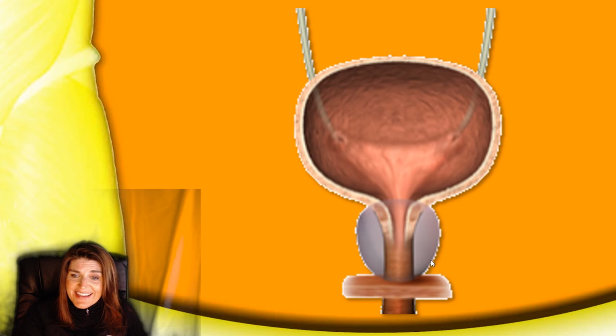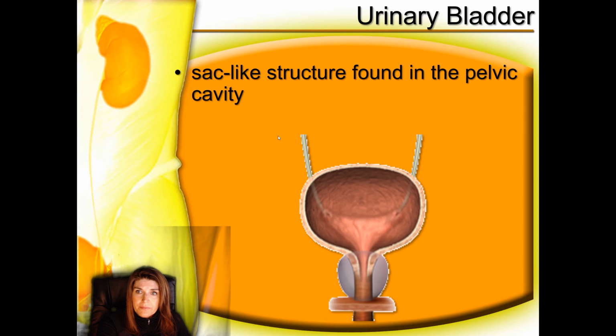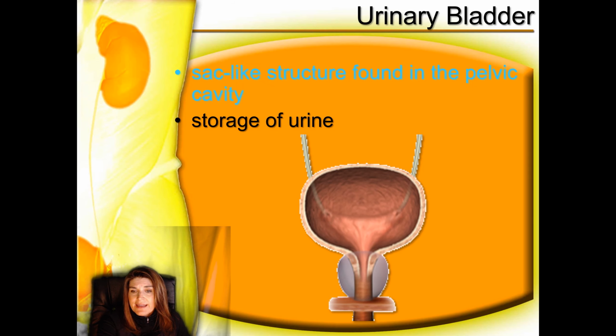And then this purple kind of circular thing, well, what is that? We haven't learned it yet. It's in the reproductive system. This is the prostate gland. So this one would actually be a male bladder. Okay, so there's a urinary bladder. It's a sac-like structure found in the pelvic cavity, and it stores urine. That's it.